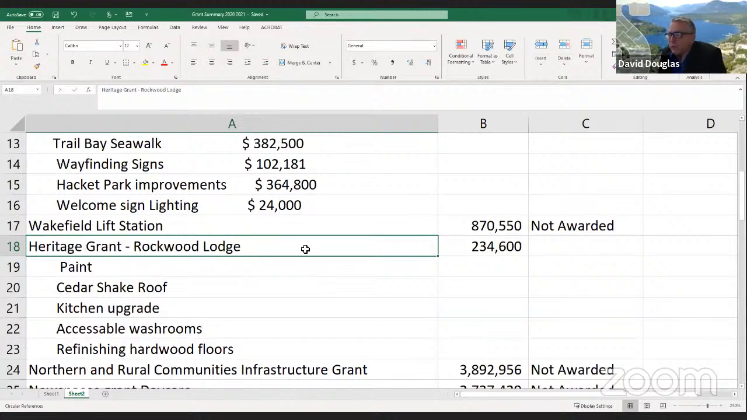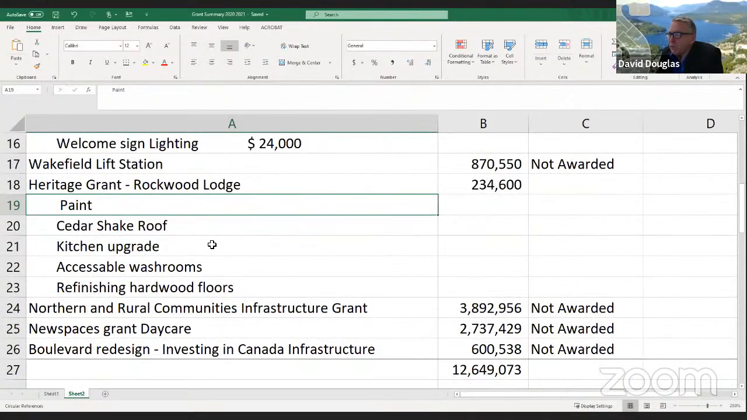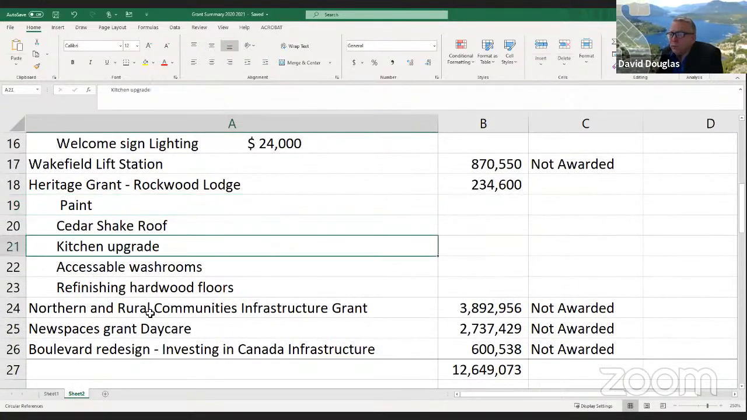This grant here, we had word today that we received this grant, and this was to improve the Rockwood Lodge, some of the necessary improvements and refurbishments that are needed there.